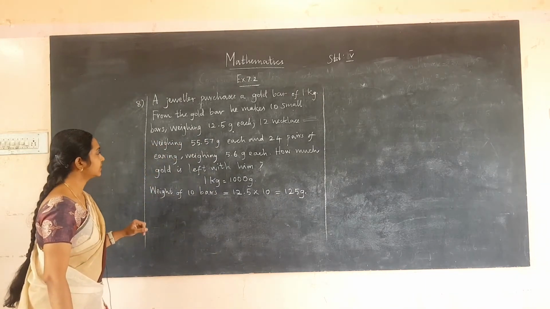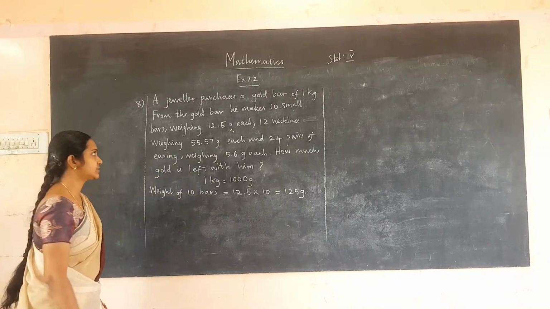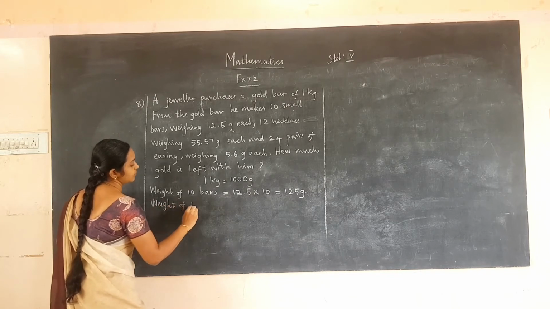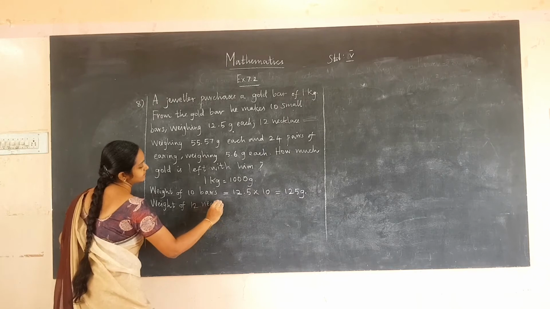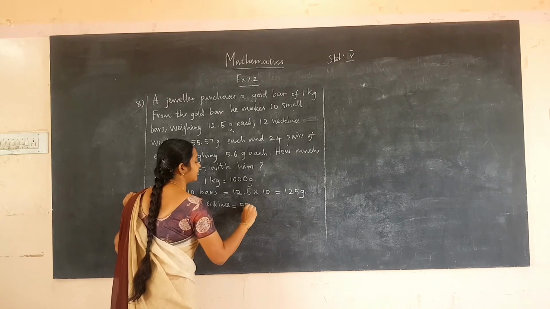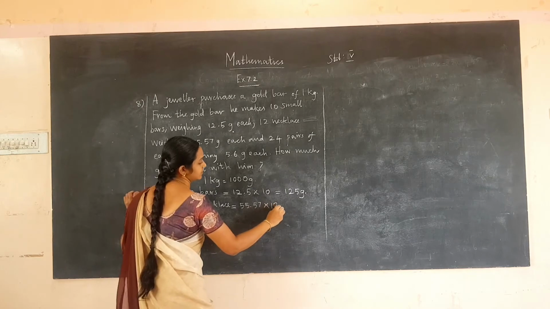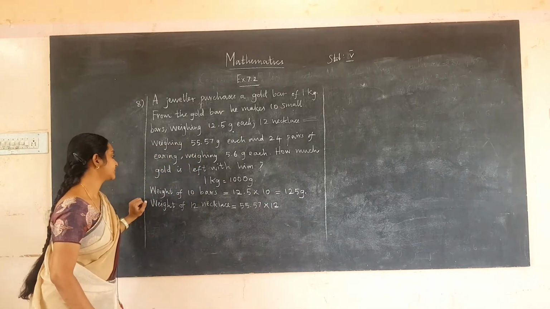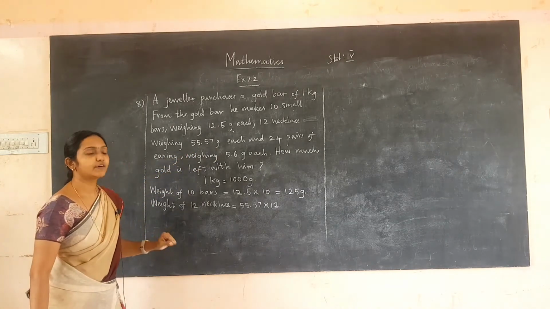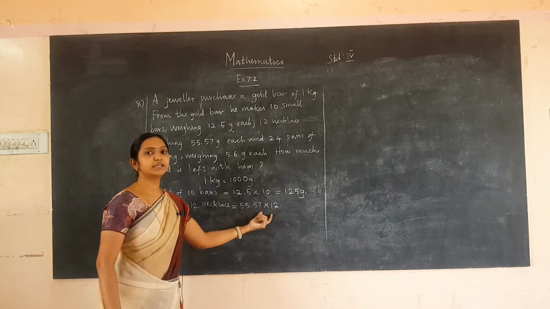Next, he makes 12 necklaces weighing 55.57 grams each. Now we are going to find weight of 12 necklaces. It is given as 55.57 into 12. The weight of one necklace is given as 55.57 grams. We are going to find weight of 12 such necklaces. So we have to multiply 55.57 into 12.